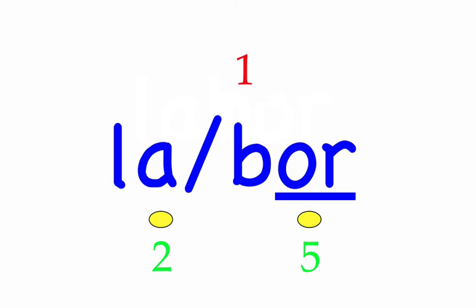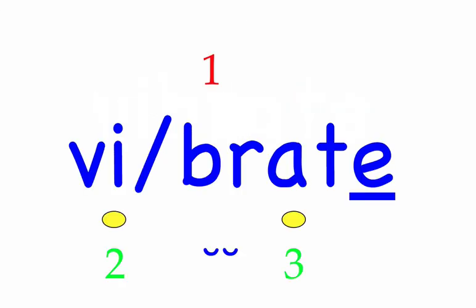Vibrate. My engine began to vibrate. Vibrate. Vi has two sounds: V, I. Brate has four sounds: B, R, A, T. Vibrate. Mark the word. Vibrate.